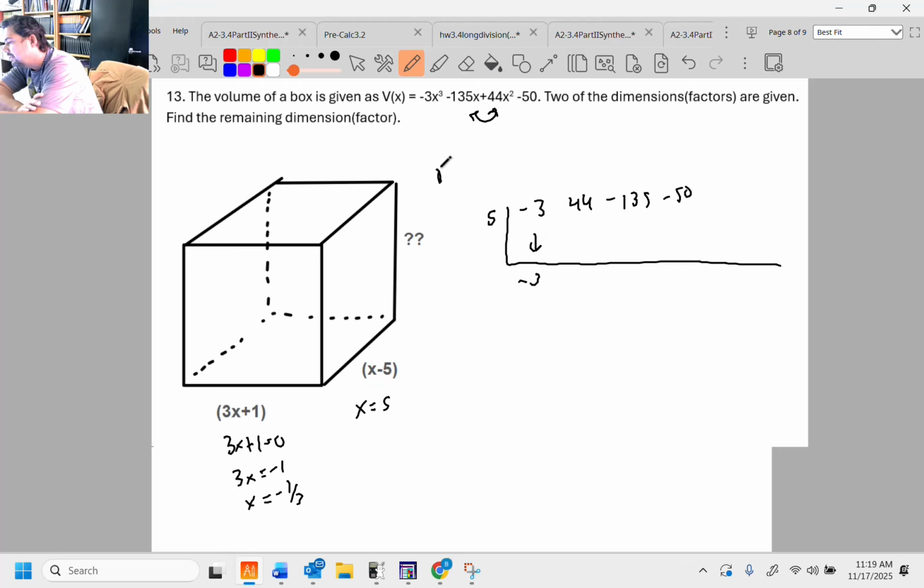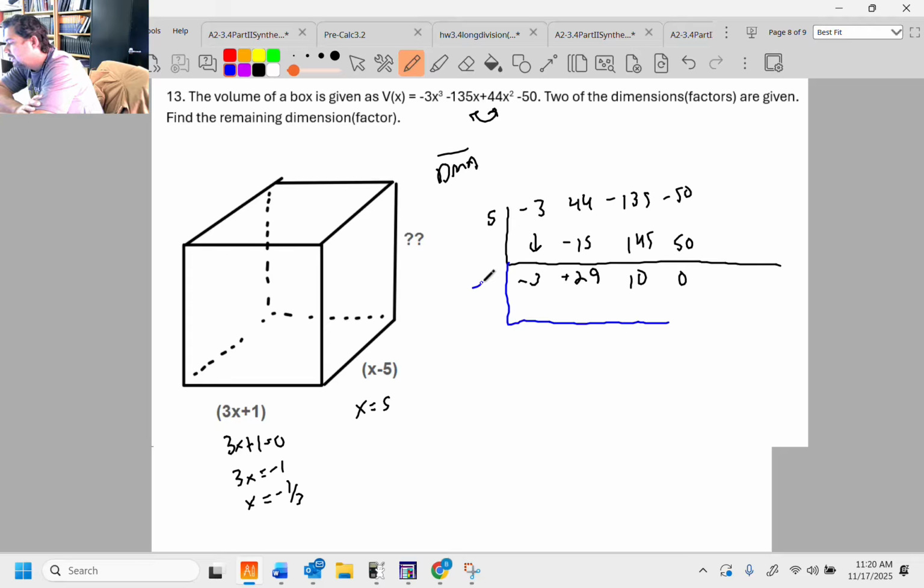We drop, remember DMA, we drop the negative 3. 5 times negative 3 is negative 15. 44 plus a negative 15 is negative 31. Oh, that's wrong. Negative 29. 5 times negative 29 is going to be negative 145. Negative 135 plus negative 145... something seems wrong. That's positive 145. Negative 135 plus 145 is 10. 5 times 10 is 50. And I got a 0 as was expected because it was a factor. That's one of the things I was doing behind the scenes. I noticed I'd made a mistake because I wasn't going to get a 0.